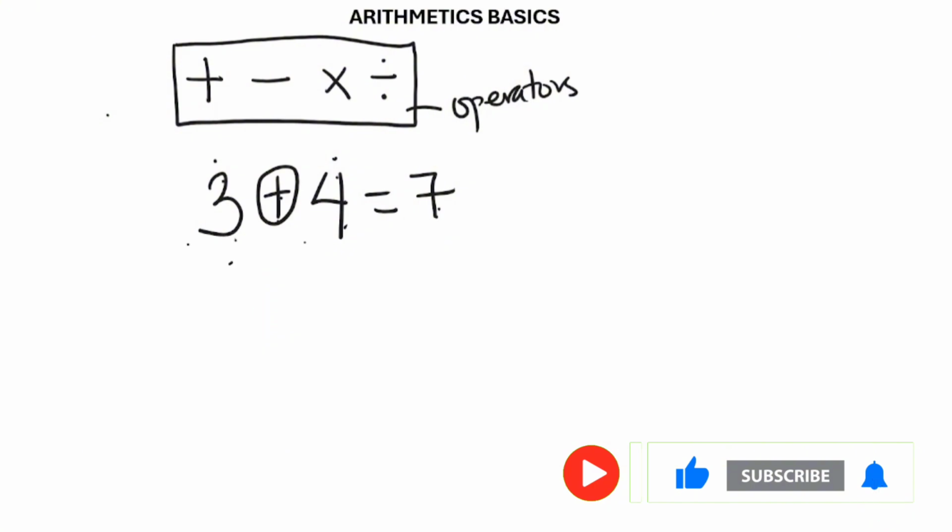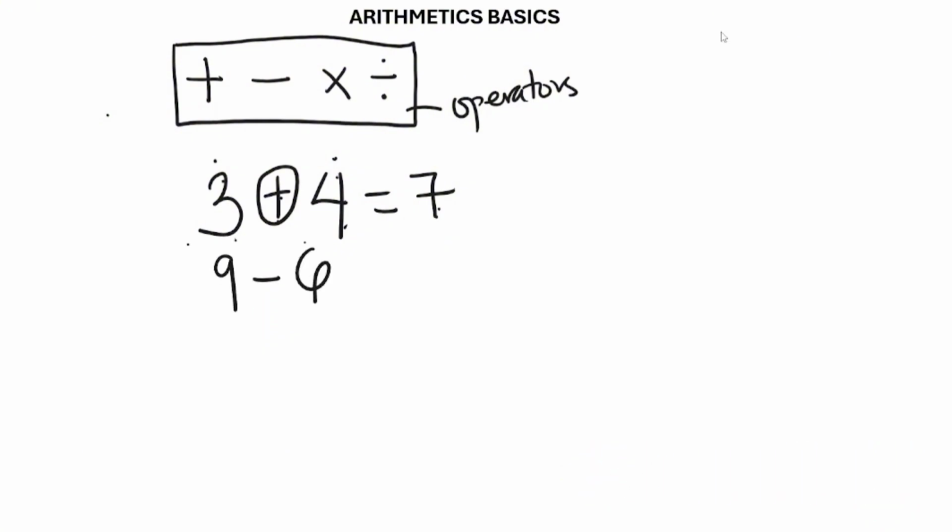Also, if we have stuff like 9 minus 6, this minus operator sign is telling us to subtract 6 from 9, right? To take 6 from 9, the difference becomes 3.